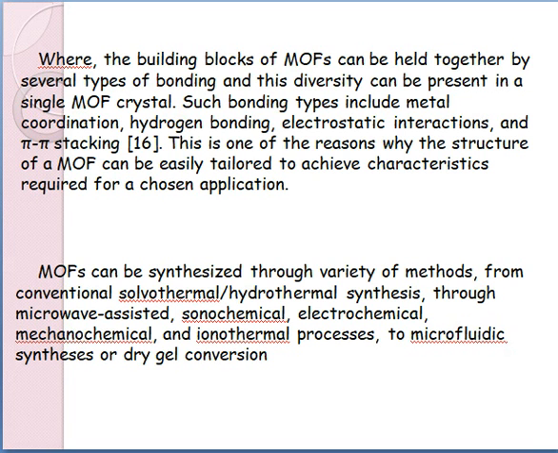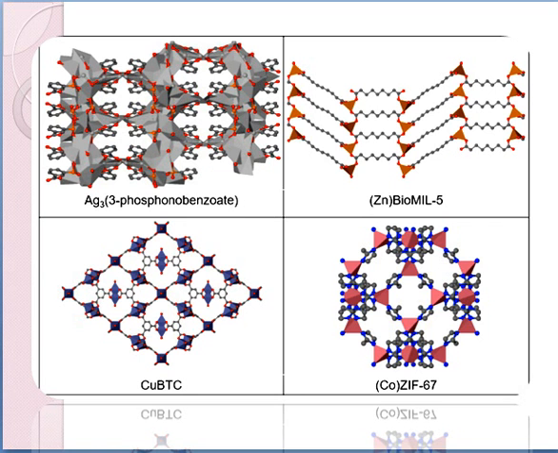Such bonding types include metal coordination, hydrogen bonding, electrostatic interactions, and pi-pi stacking. This is one of the reasons why the structure of a MOF can be easily tailored to achieve characteristics required for a chosen application. MOFs can be synthesized through a variety of methods, from conventional, solvothermal, hydrothermal synthesis, and many other methods. This picture shows different structures of MOFs.